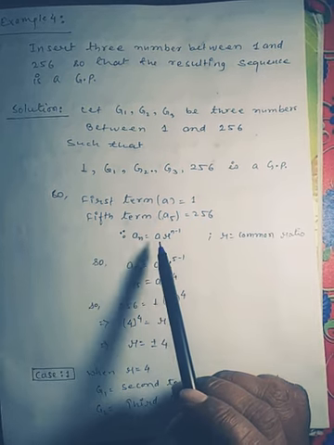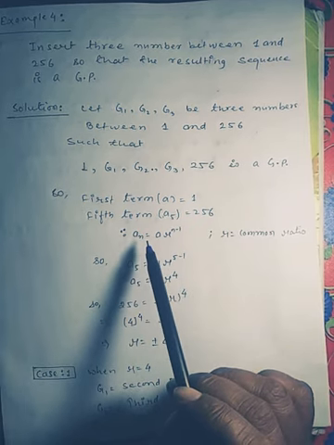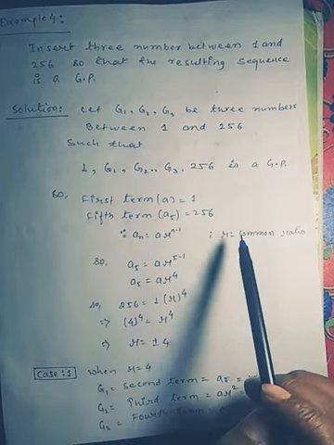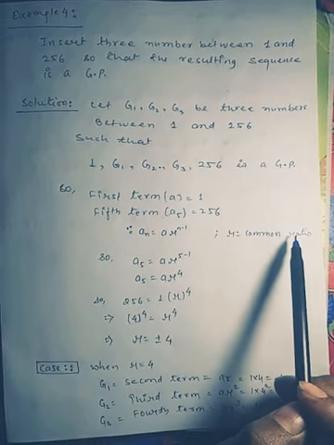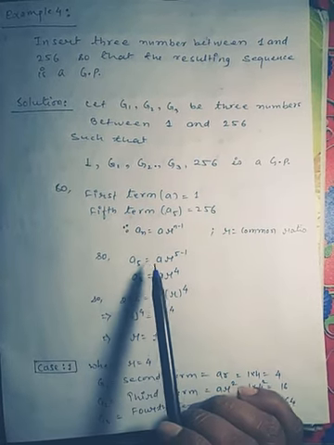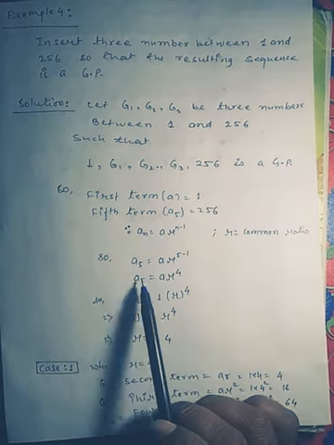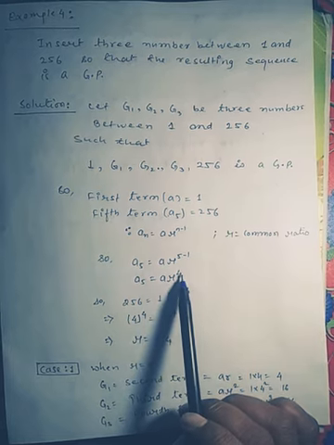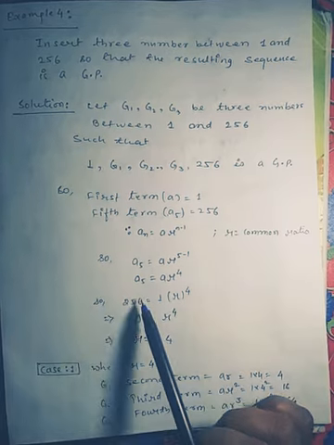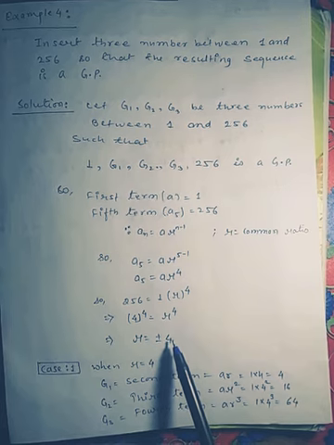a_n is equal to a into r to power n minus 1, where r stands for common ratio. So a_5 is equal to a r to power 5 minus 1. a_5 equals a r to power 4. a_5 is given as 256. So we get r equal to plus or minus 4.